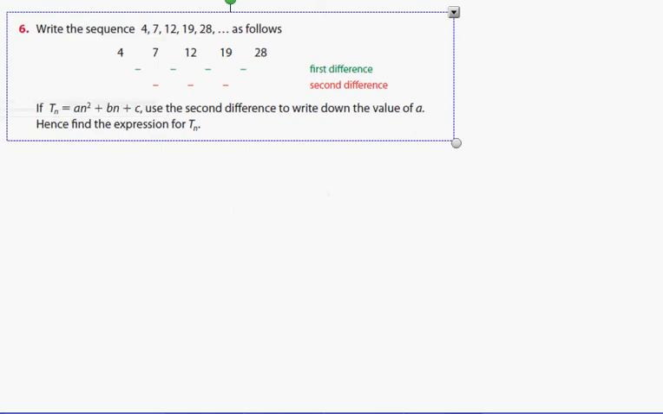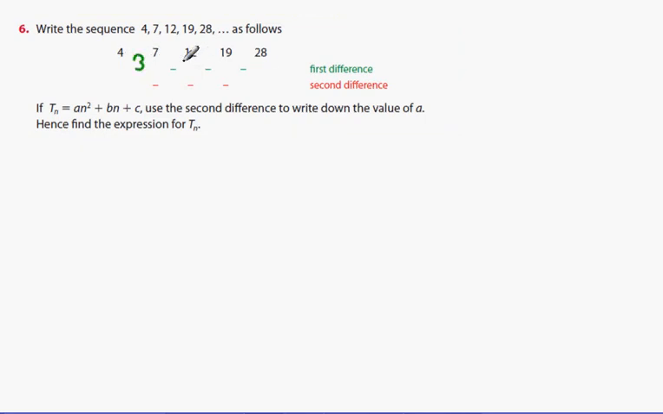Alright guys, question. Write the sequence 4, 7, 12, 19, 28 as follows. Get the first difference. First difference is 3. The first difference between 7 and 12 is 5. The one after that is 7. The one after that is 9. We can see that it's 3, 5, 7, 9, 11, 13. That's the differences each time. Second difference is the gap between 3 and 5, which is 2. 5 and 7, which is also 2, and 7 and 9, which is also 2.